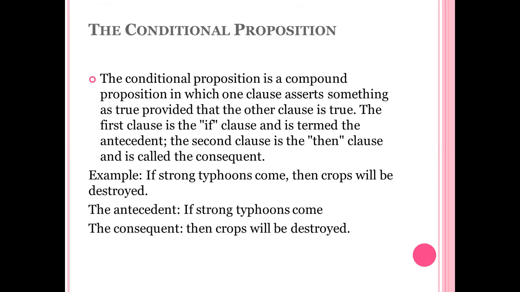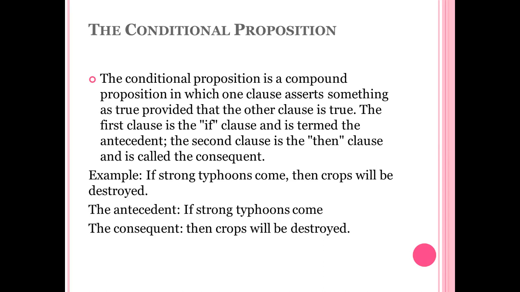So the conditional proposition. The conditional proposition is a compound proposition in which one clause asserts something as true provided that the other clause is true. The first clause is the if clause and is termed the antecedent, and the second clause is the then clause and is called the consequent. In our example, if typhoons come, then crops will be destroyed. The antecedent is "if typhoons come," and the consequent, "then crops will be destroyed." That's the difference between the antecedent and consequent.